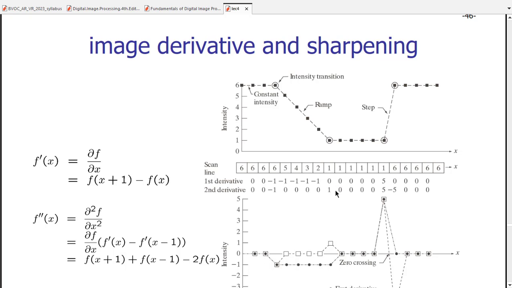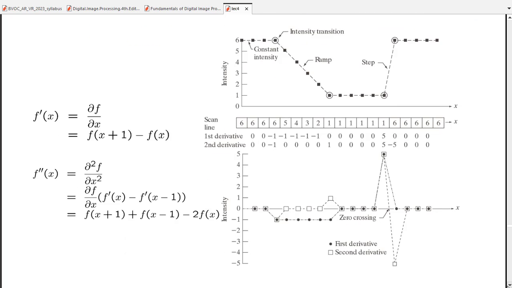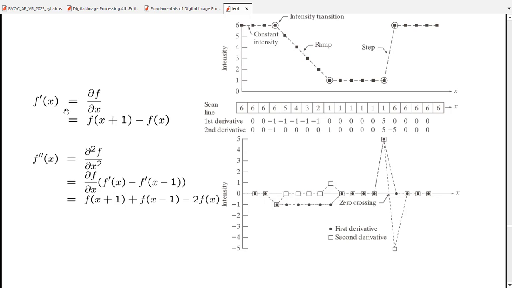This is the first order derivative: dou f divided by dou x equals f of x plus 1 minus f of x. The second order derivative: dou square f divided by dou x square equals the derivative of f dash of x minus f dash of x minus 1, and the resultant value is f of x plus 1 plus f of x minus 1 minus 2 f of x. That is the result of the second order derivative.